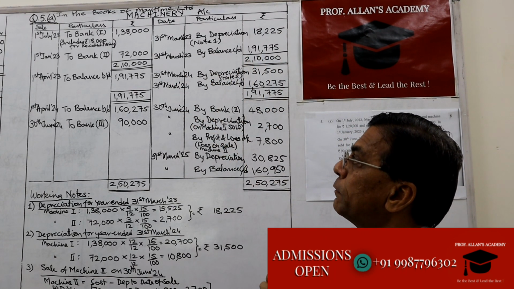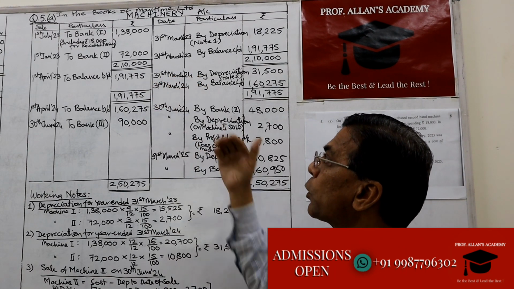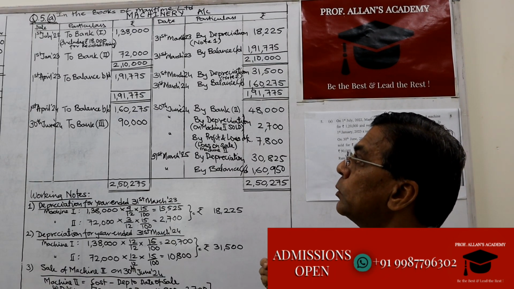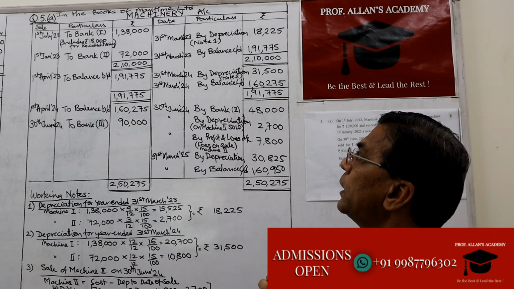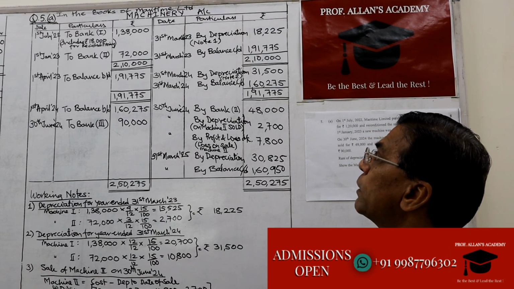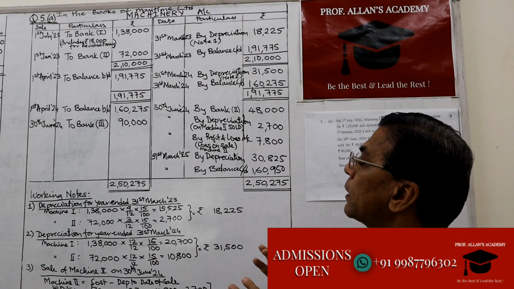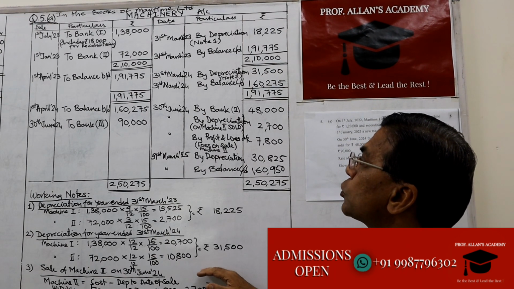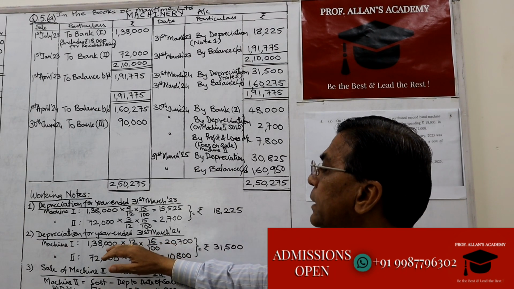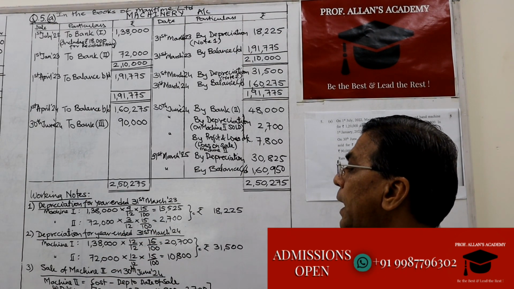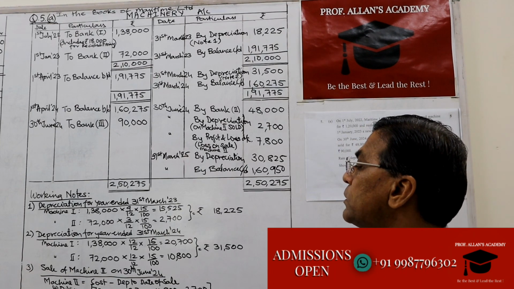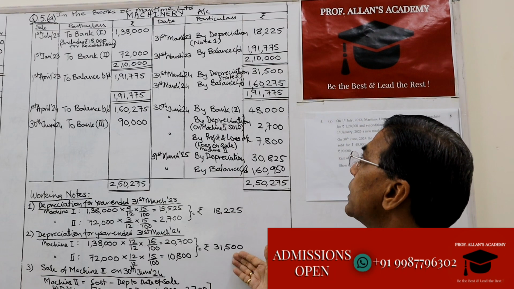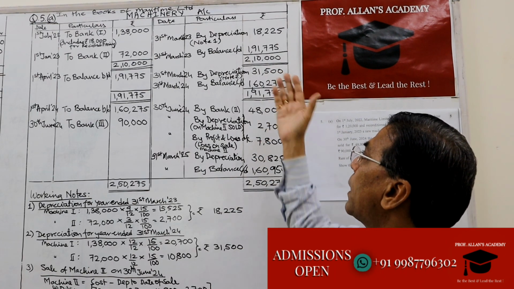The opening date, 1st April 23, the balance brought down is 1,91,775. In the year 2, that is 2023 to 2024, 31st March 24, there is no purchase, no sale. So we get down to calculate the depreciation for the year ended 31st March 24 on the 2 assets. Asset 1 has a cost of 1,38,000, asset 2 has a cost of 72,000. For the entire duration of its use, that's 12 months, the total depreciation works out to 31,500.